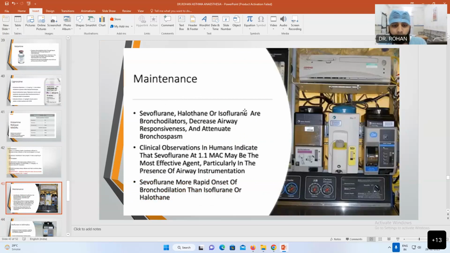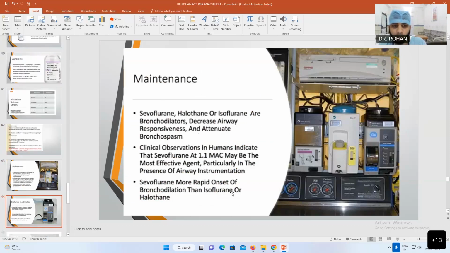Sevoflurane, halothane, or isoflurane are bronchodilators. They can decrease airway responsiveness and attenuate bronchospasm. Clinical observation in humans indicates that sevoflurane at 1.1 MAC may be the most effective agent, particularly in the presence of airway instrumentation. Sevoflurane has a more rapid onset of bronchodilation than isoflurane and halothane.